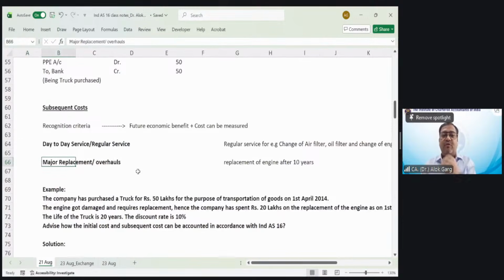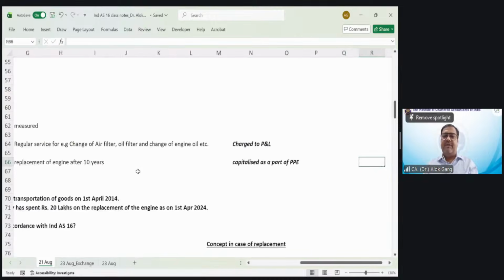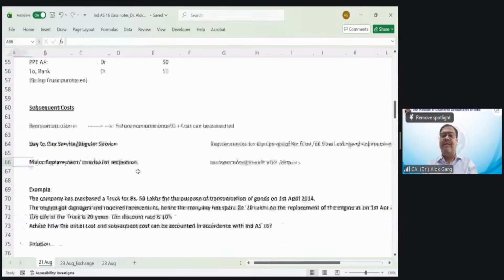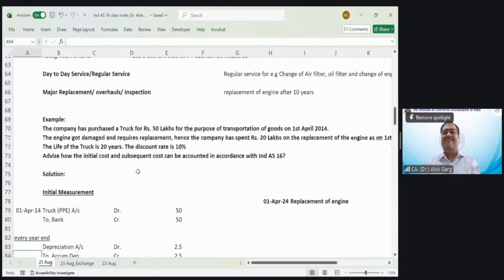मेजर रिप्लेसमेंट, ओवरहॉल्स, इंस्पेक्शन, मेजर replacement of engine after 10 years, for example, right? So capitalize as a part of PP&E. Okay. Example. Now, very good example.